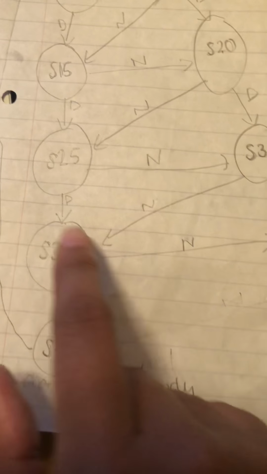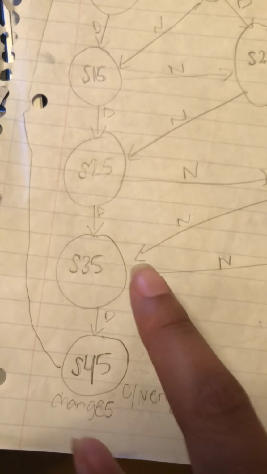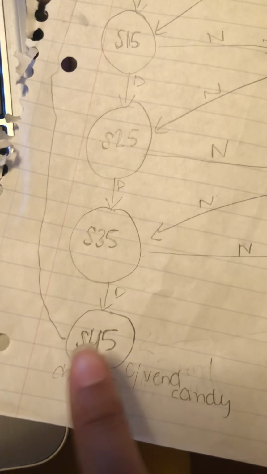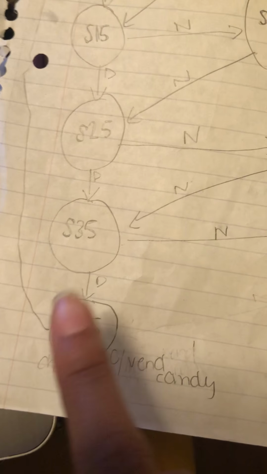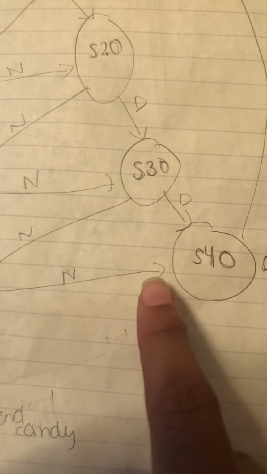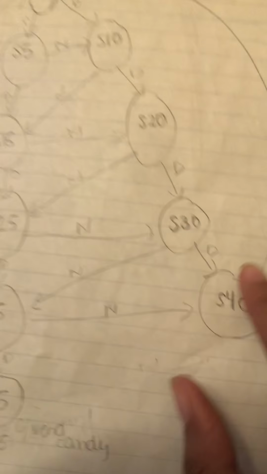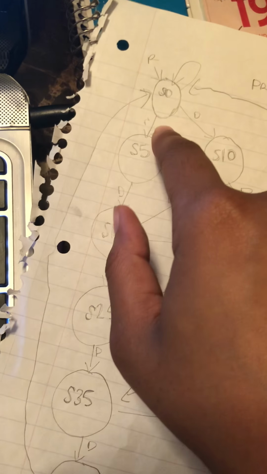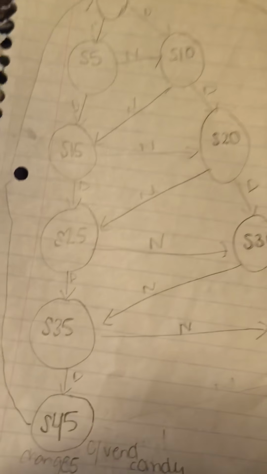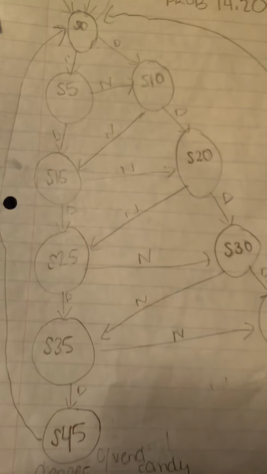Here, if I'm in state 35 and I put in a dime, I'll be in state 45, which means the item was only 40 cents, so I will receive change and I will receive 5 cents back. And after state 40, you'll reset to the top of the vending machine, and also in state 45, you'll reset to state 0.